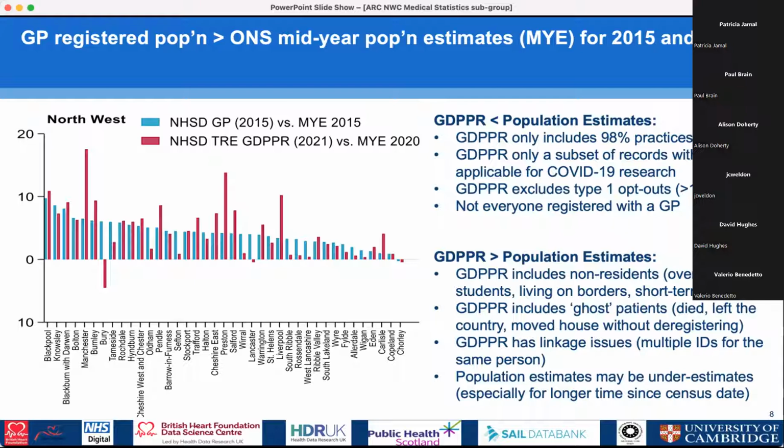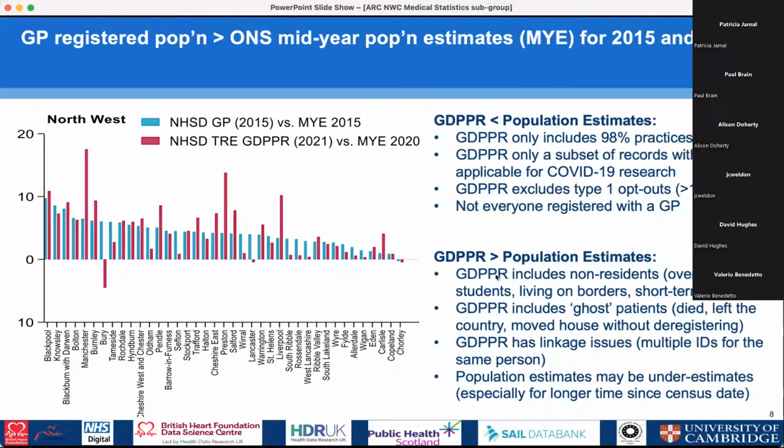So we accept we might have missed some people through this, and it also excludes type 1 opt-outs. We think there are just over 1.3 million of those, and not everyone is registered with a GP. And this might be more true in Bury than other areas. But on the whole, we see that the primary care registered population is greater.